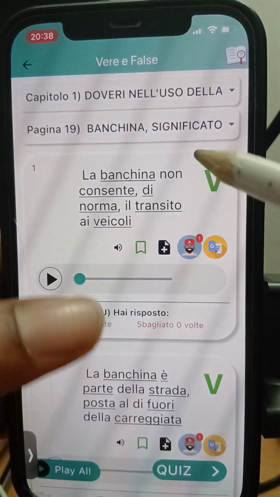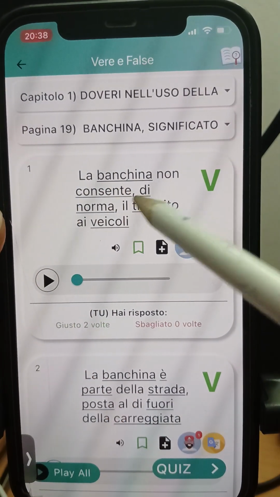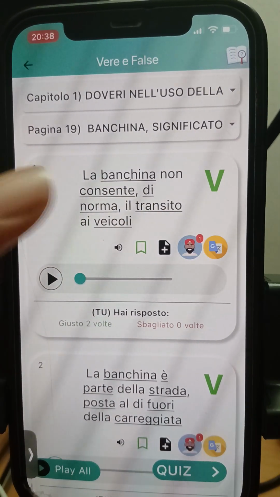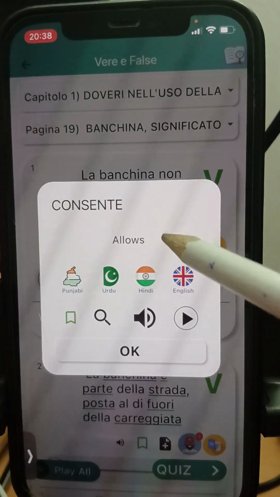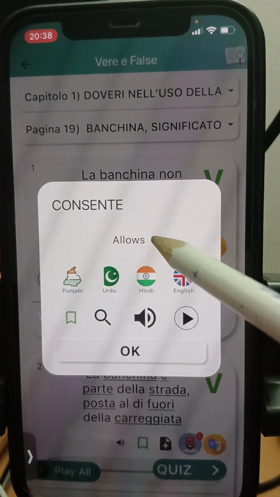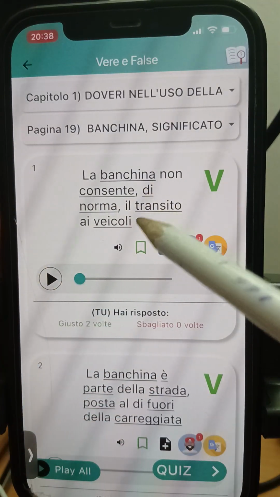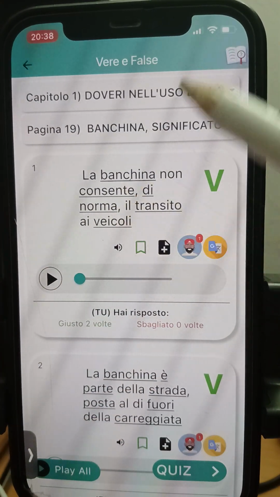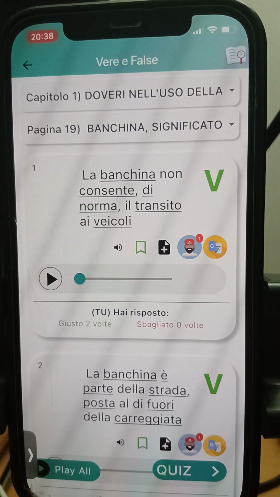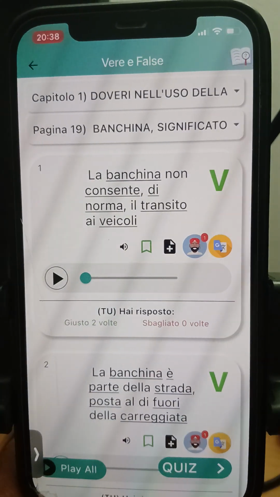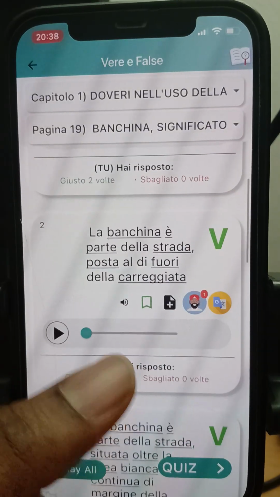Non consente means don't allow, not allowed. Consente means allowed. It does not allow the normal transit of what? Vehicles. Normally vehicles do not transit there. Vehicles are not supposed to transit there.